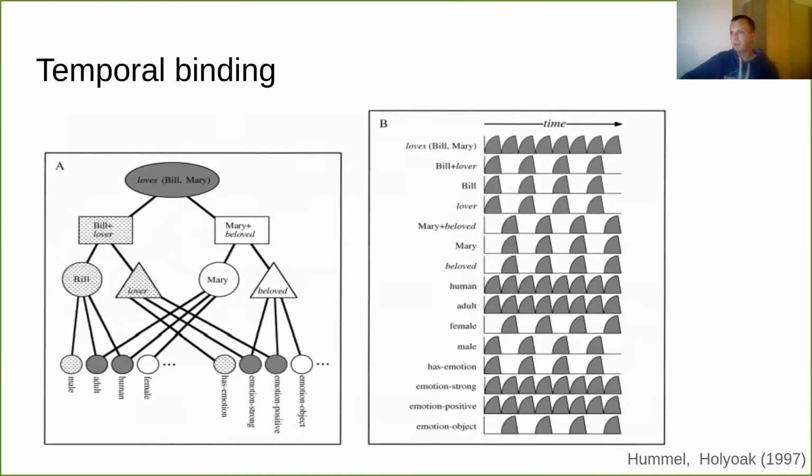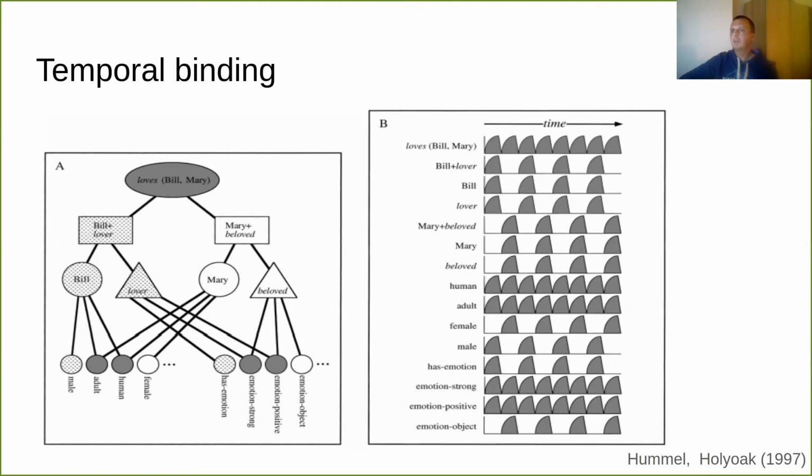Now, a different solution was given by John Hummel, the critic of tensor products. Of course, he criticizes tensor products and proposes a different solution which works. That's based on the idea of temporal binding. That's another popular idea, not just in relational reasoning, but it originates from modeling the visual system. So the idea here is that in order to bind together two representations, you activate them at the same time.